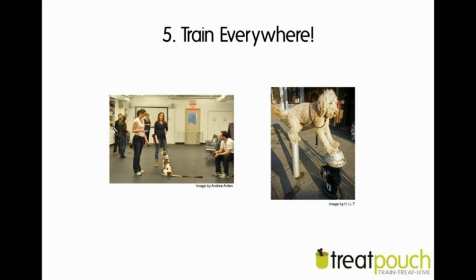Train everywhere. Initially, train in a quiet place. But if you want your dog to be good everywhere, you'll need to train everywhere. When you train outdoors, use tastier, higher value treats, and do make the exercises easier whenever you train in distracting environments.